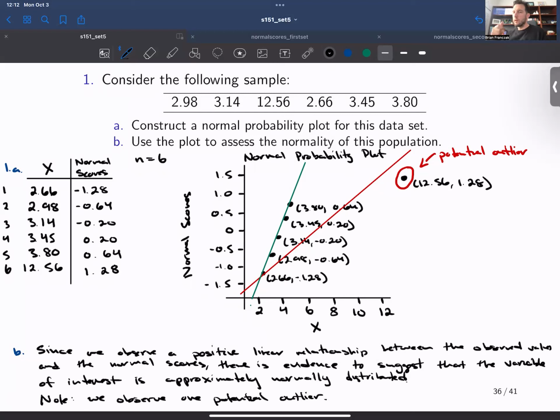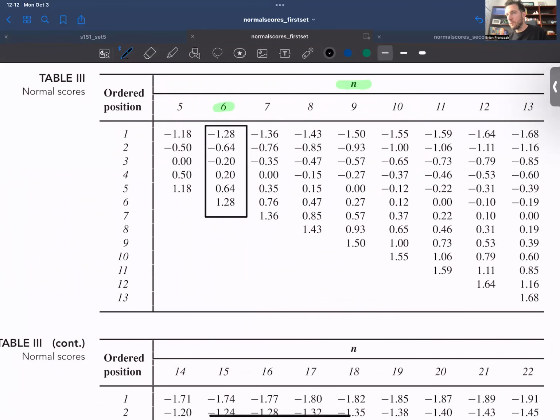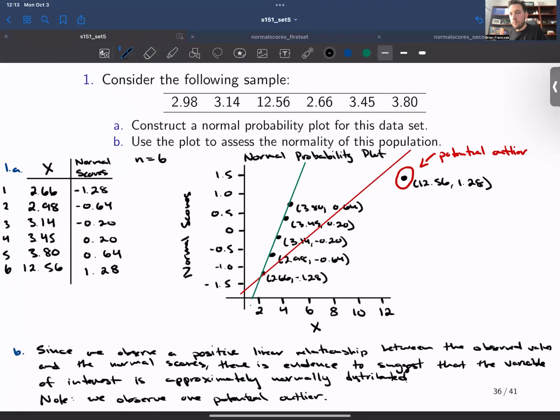All right, so in conclusion, a normal probability plot is a scatter plot between the ordered observed values and the normal scores that you take from table 3. Table 3 only depends on sample size. So you just count how many values you have, find the column that corresponds to that number of observations, and then build a scatter plot between the ordered values and those normal scores. If the scatter plot shows a linear relationship, a positive linear relationship, then there's evidence that the variable we are working with is approximately normal.